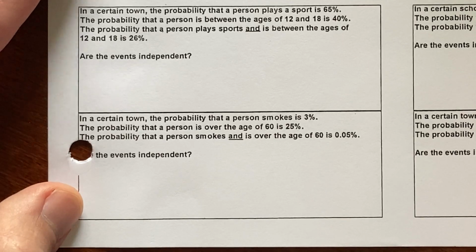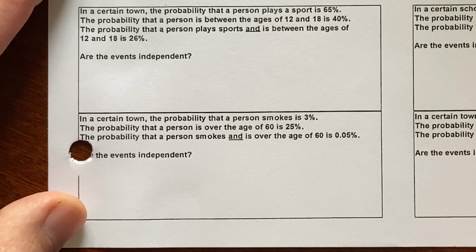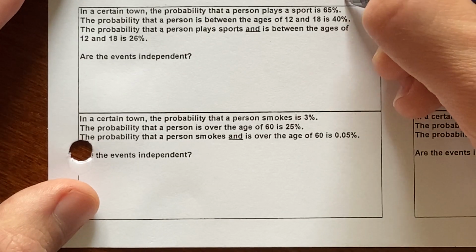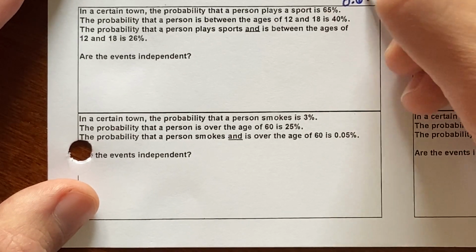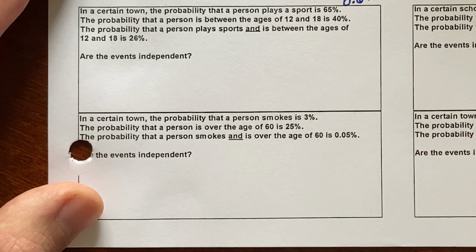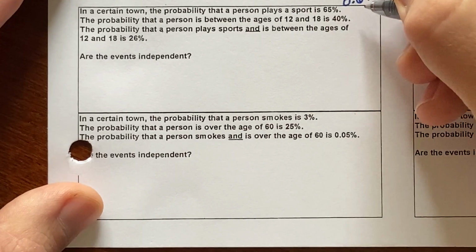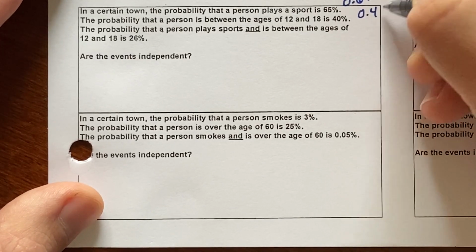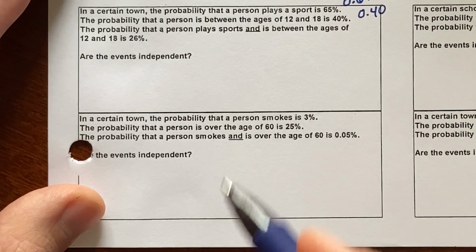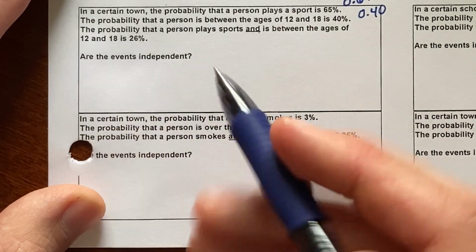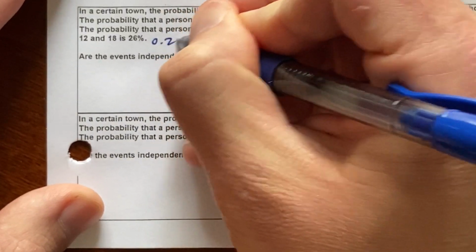Okay, let's look at the next example down here. In a certain town, the probability that a person plays a sport is 65%. Let's go ahead and write 65% as a decimal. It'd be 0.65. The probability that a person is between the ages of 12 and 18 is 40%. The probability that a person plays a sport and is between the ages of 12 and 18 is 26%.